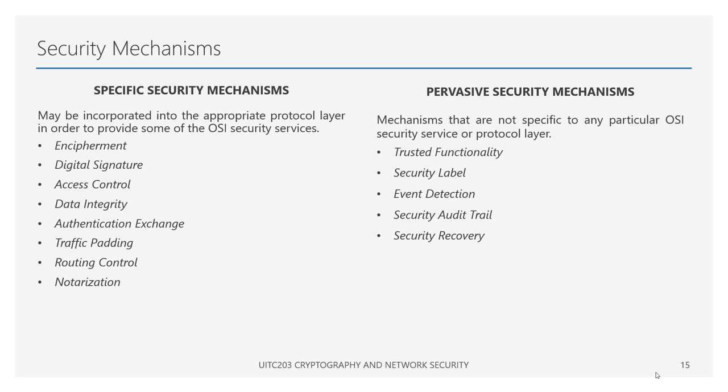A security audit trail is a mechanism in which the data or events are collected to subject them to a security audit. Security recovery deals with the requests from event handling and management functions and takes recovery actions.